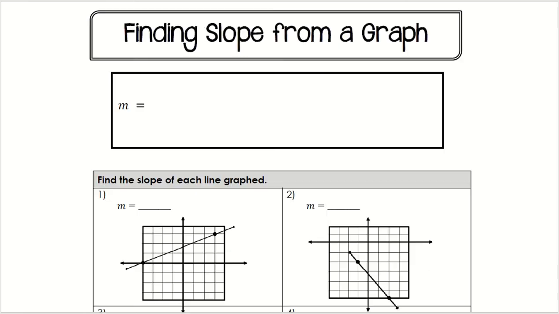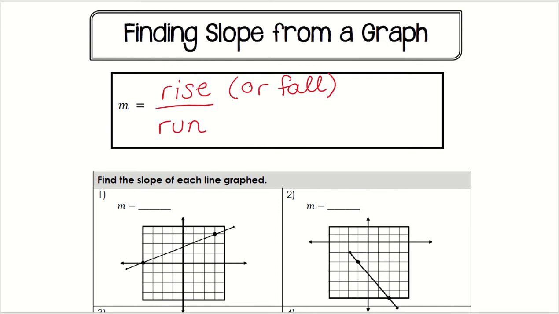All right, let's keep on trekking. If you need to pause or rewind, please feel free to do so. So finding the slope now from a graph, which is what we just did. So m, again, is going to be our rise over our run. And one thing I think would be beneficial for you next to rise, I would write rise or fall.